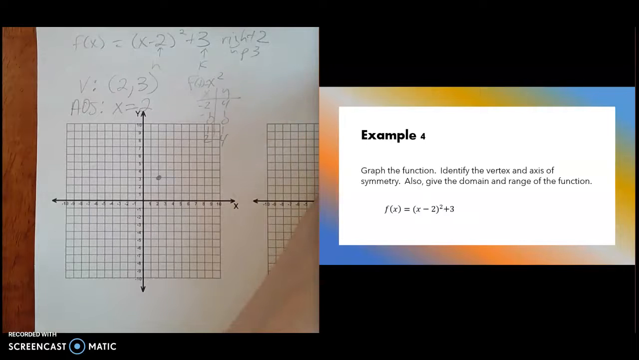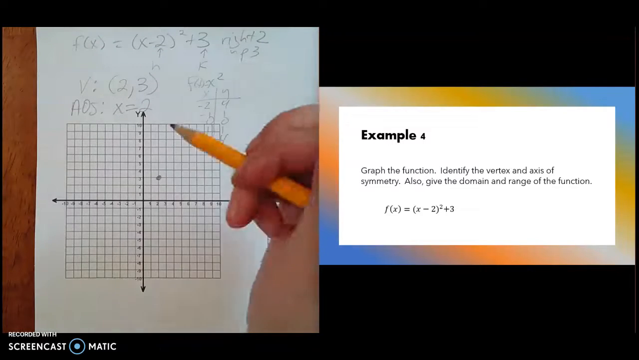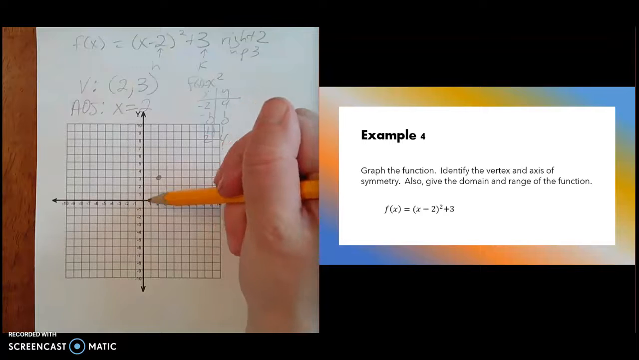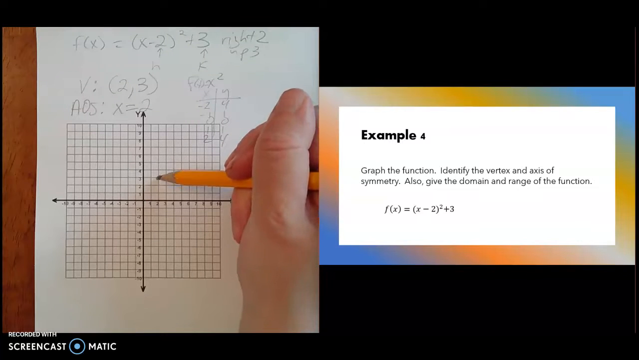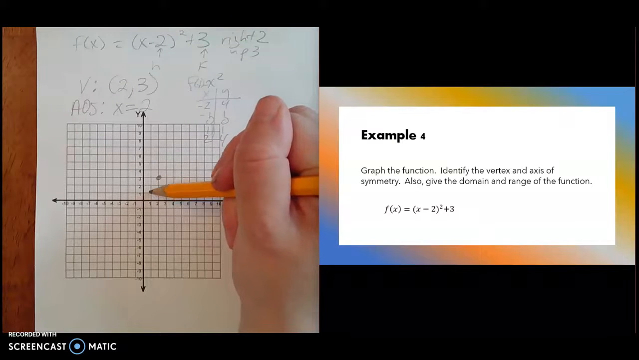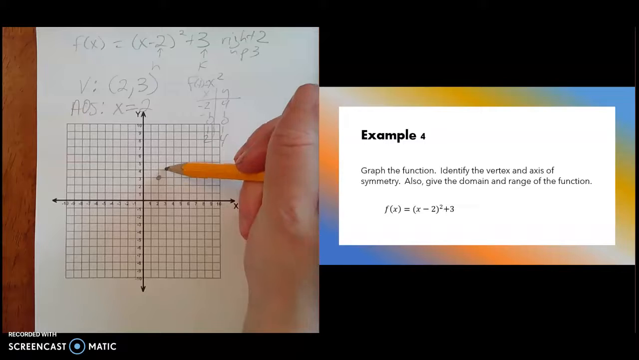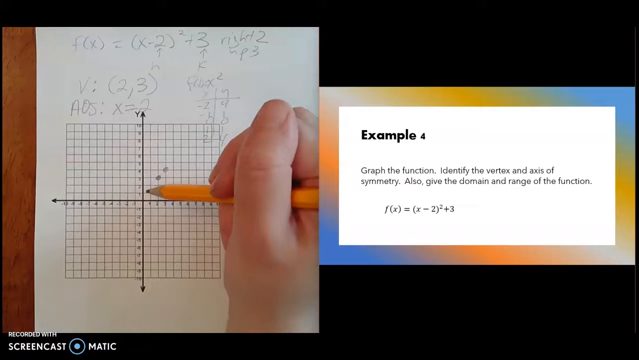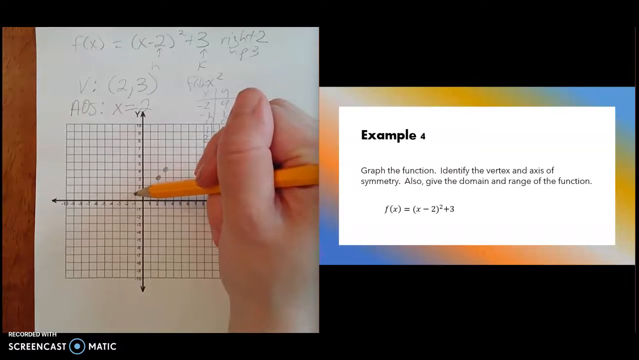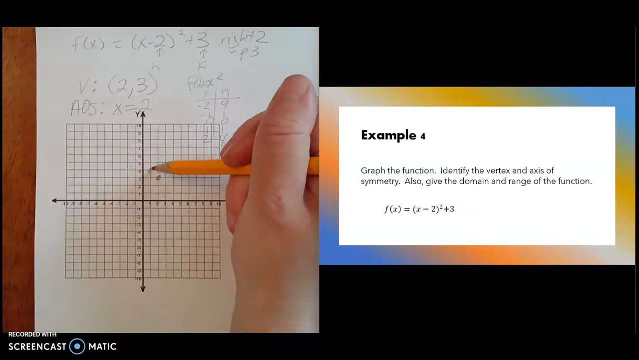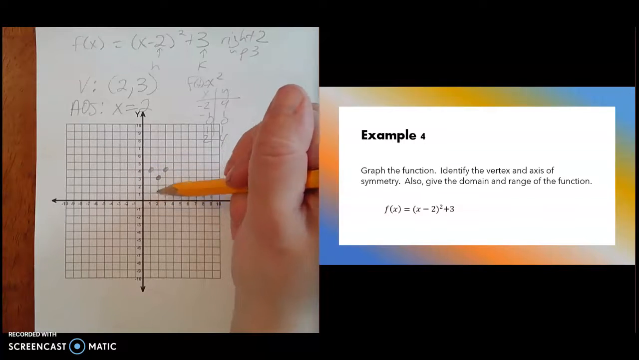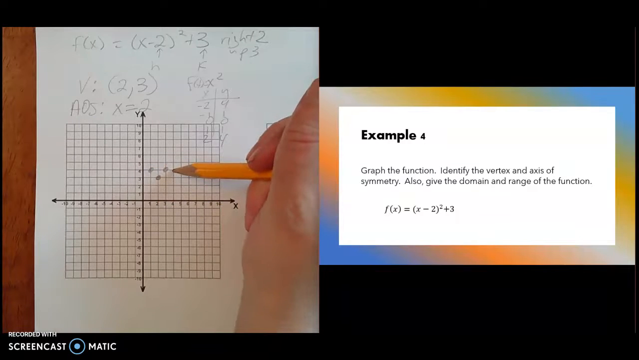And I can graph much faster that way than making a new table of values, because I just take these points. I'm like, well, instead of (0, 0), right 2 and up 3, there's my new vertex. Instead of (1, 1), I'm going to go right 2 and up 3, there's my new point. And instead of (negative 1, 1), I'm going to go right 2 and up 3. All right, instead of (2, 4), I'm going to go right 2 and up 3.